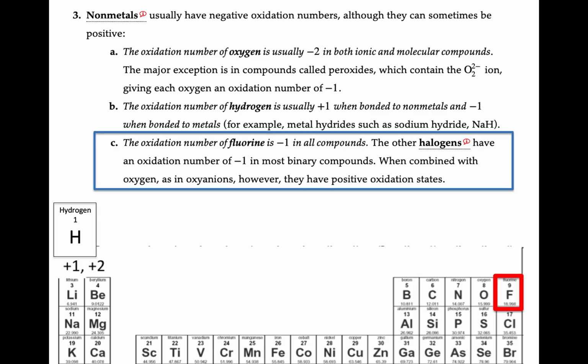First of all, the oxidation number of fluorine is -1 in all compounds. Okay, that's great. So within our problem solving, as soon as we see fluorine in a compound, it's going to be -1. Fluoride is always -1. The only time it wouldn't be would be in F2, the elemental form for fluorine. The other halogens are going to be usually -1, although there might be exceptions. But typically, we'll see that column be -1.